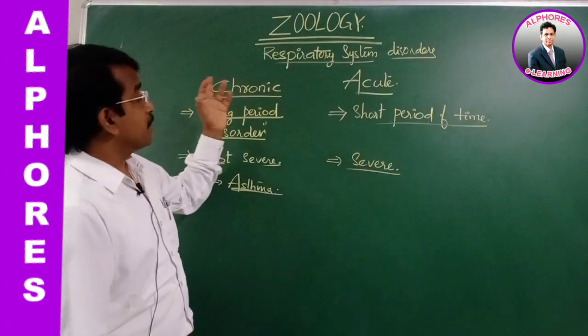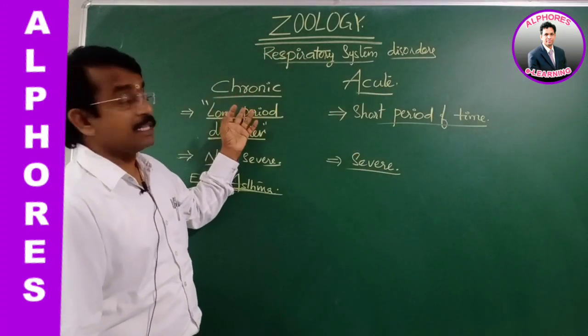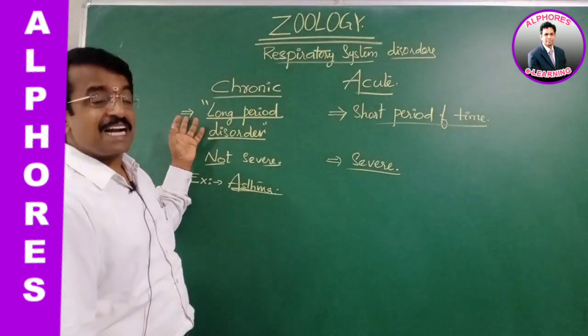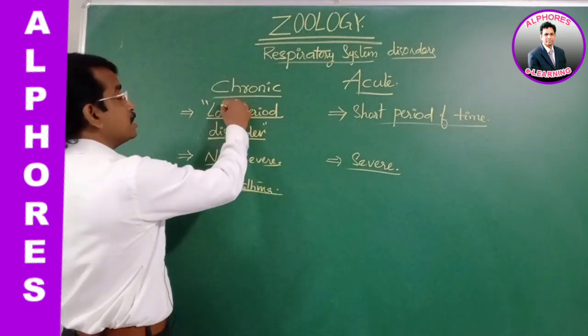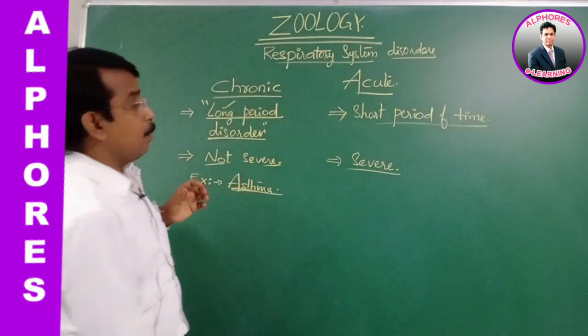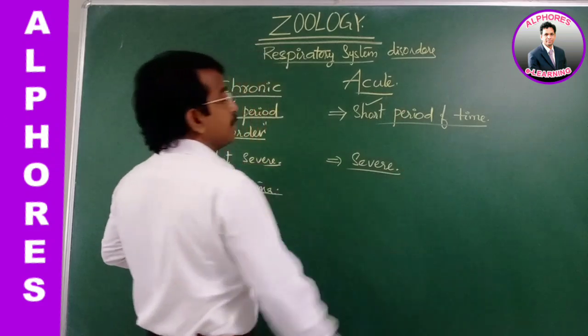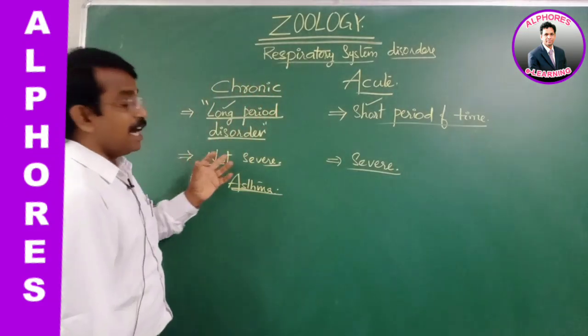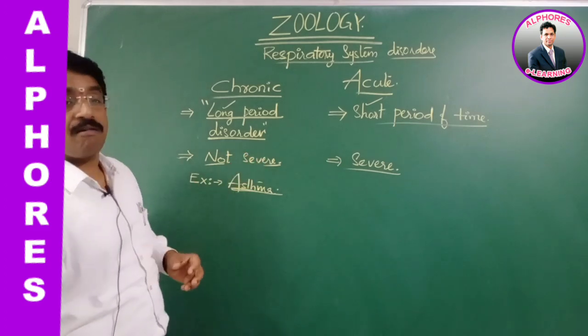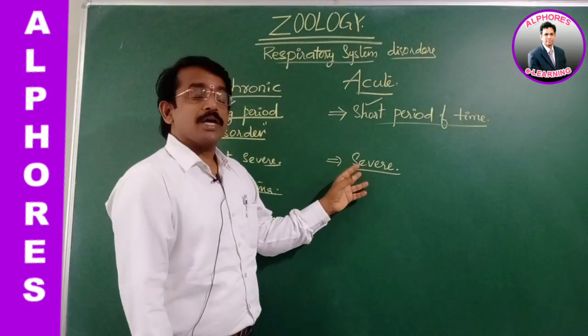So chronic disorders are the disorders that one faces for a long period, whereas disorders lasting a short period of time are said to be acute. And chronic disorders are not severe, whereas acute disorders are severe.